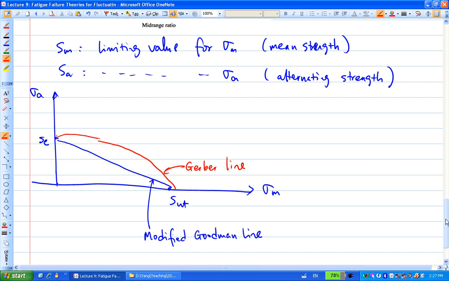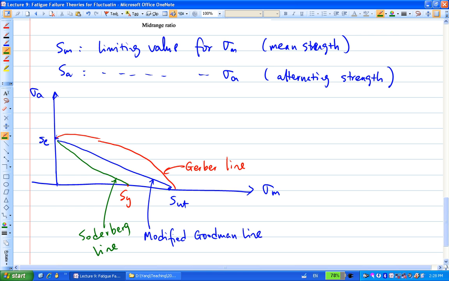The third one is, instead of connecting the SE to SUT, they pick this SY value over here, and then they create a straight line between SE and SY. So that's another way of creating this boundary. This line here is called the Soderberg line.